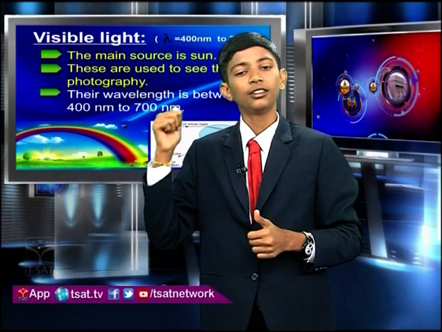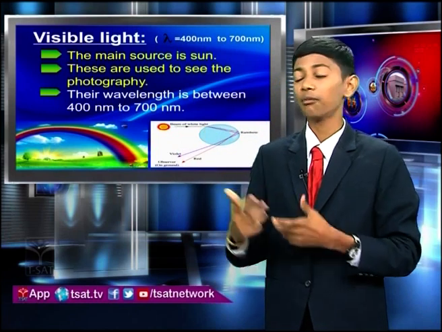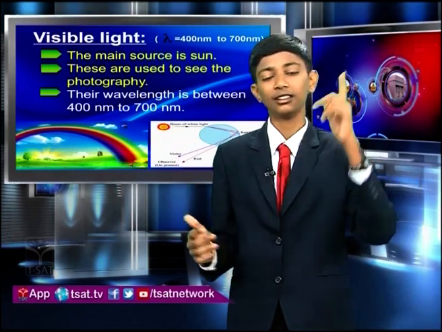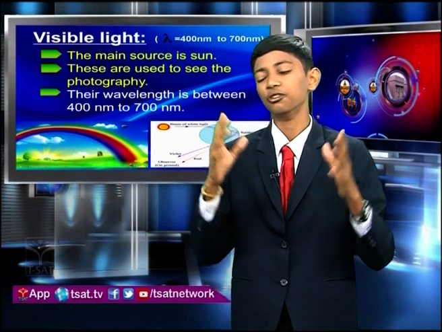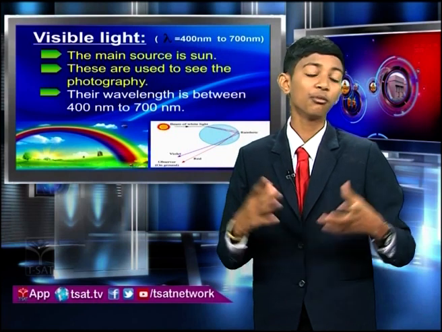So in the formation of a rainbow, this visible light is very important. That is the importance of this visible light. And the main source for this visible light is the sun, because the sun is a great producer of waves. The sun can produce so many waves.